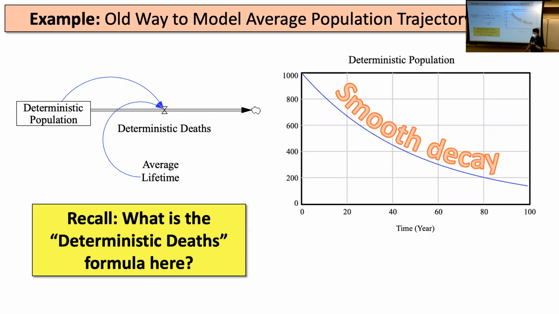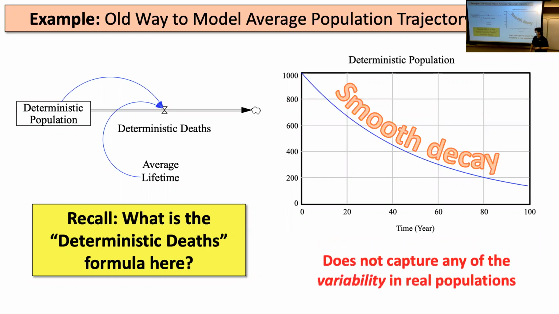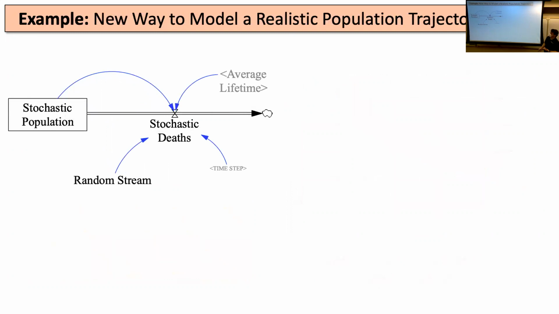So how do I simulate an individual dish? To get the variability, I'm going to modify it slightly. And so I'm going to create this outflow called stochastic deaths or whatever. Of course, you wouldn't call them this in reality. I'm just naming them these awful names to emphasize what we're doing here. But you would still call it deaths in population. But I put a different formula inside here.